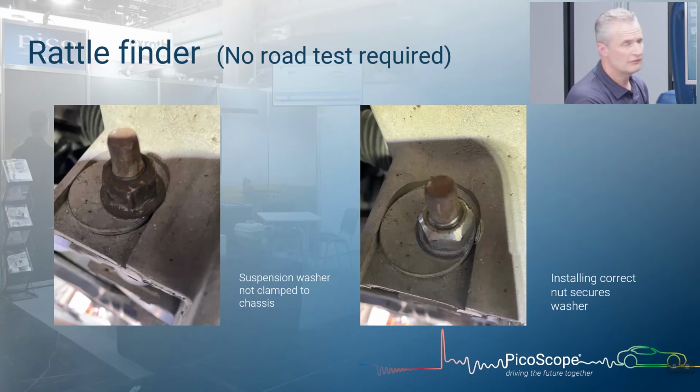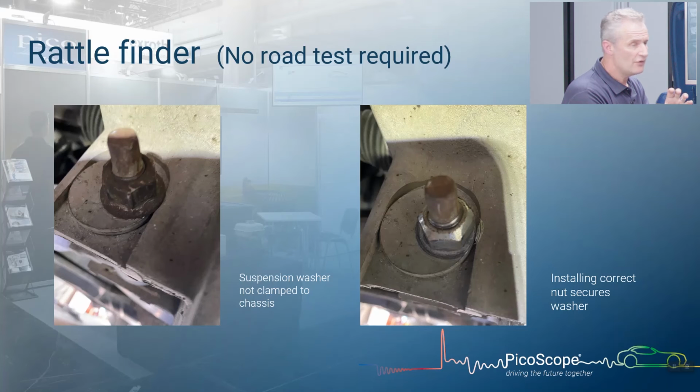The final one is rattle finder. This is a very simple test we do with a function generator. In this scenario, I don't think you can see here, this nut is not clamping the washer to the chassis. So the washer is able to float between the nut and the chassis, which generates a rattle noise, but only under certain road conditions. Now, to try and generate that may take multiple road tests, and sometimes you may not get success initially. Well, with the function generator, we vibrate the cabin using the in-car entertainment system.